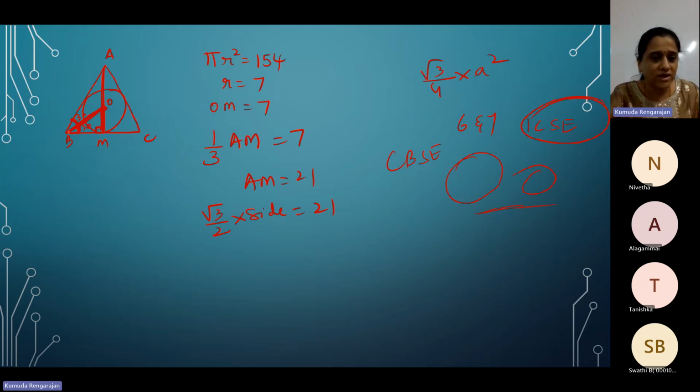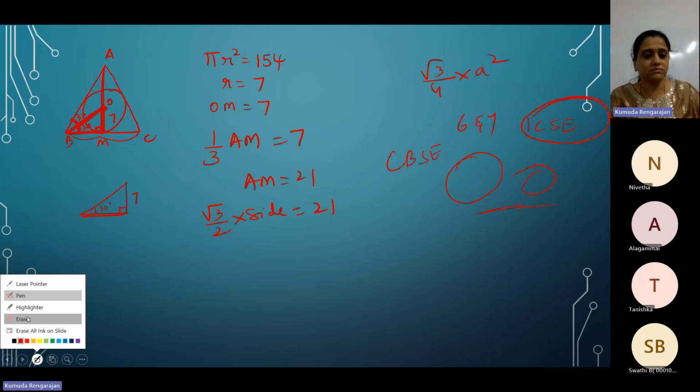Now here you have a right triangle with one angle 30 degrees and radius 7, that is OM is 7. What do you want to find? You want to find BM by using trigonometry. Since M is the midpoint of BC, because M is the median, it's enough if you find BM. Double it, you'll find BC, and then the perimeter. This is the other way of doing it.